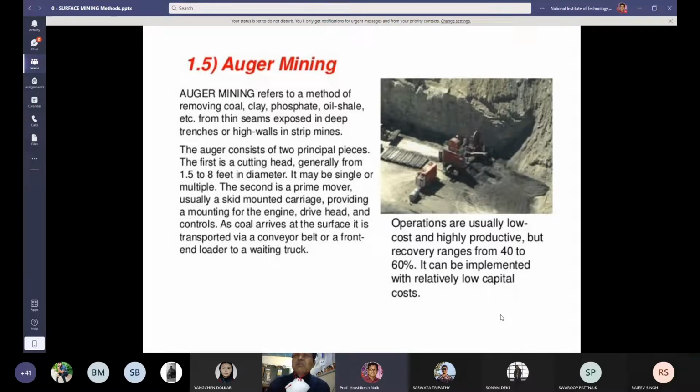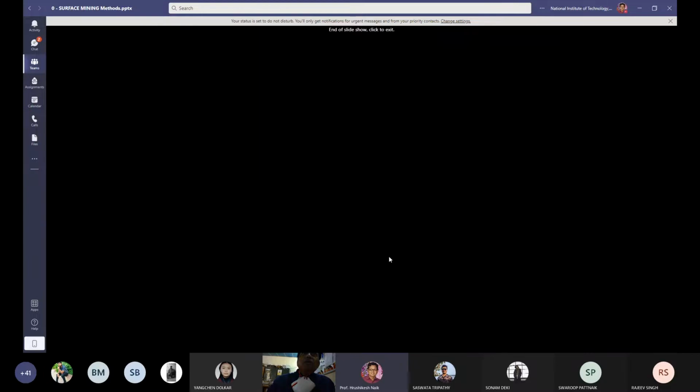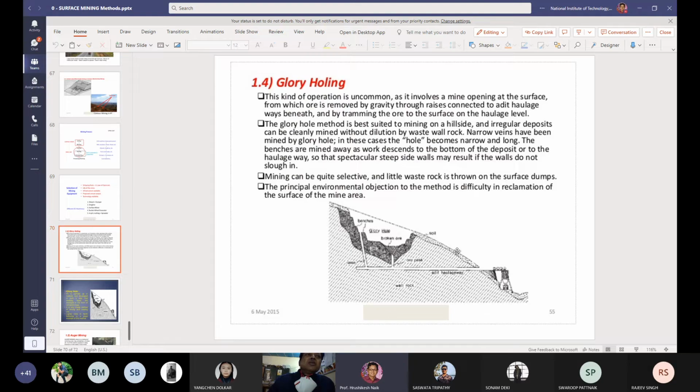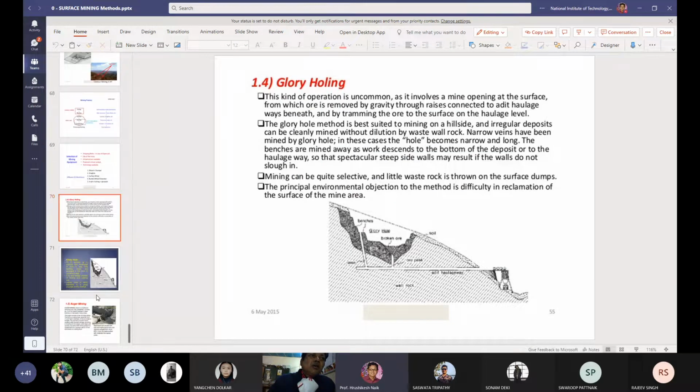This method can be implemented with a relatively low capital cost. No large capital is necessary for auger mining. The only machine you need is the auger machine, and a belt conveyor or a payloader, front end loader, and trucks. This much equipment can give you very high production in the auger method of mining. Okay, so this is auger mining.